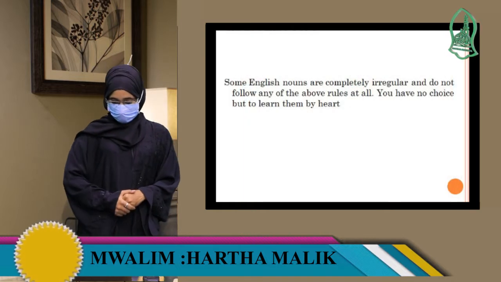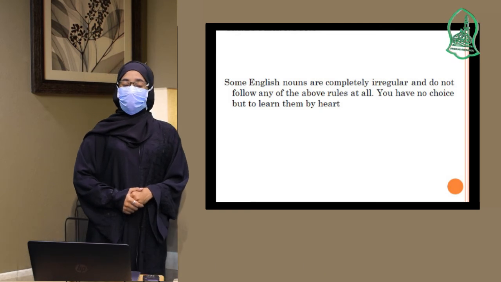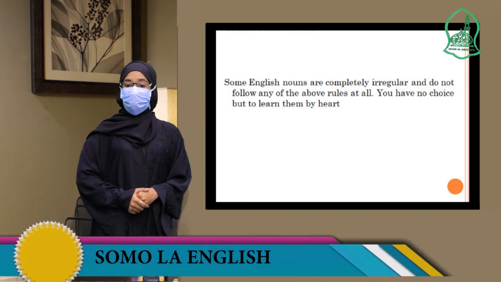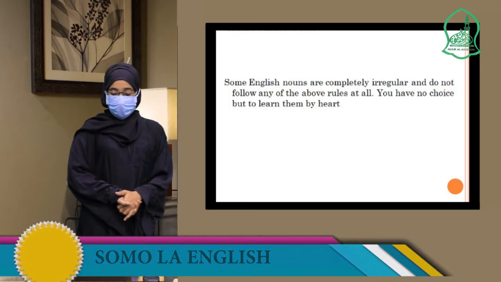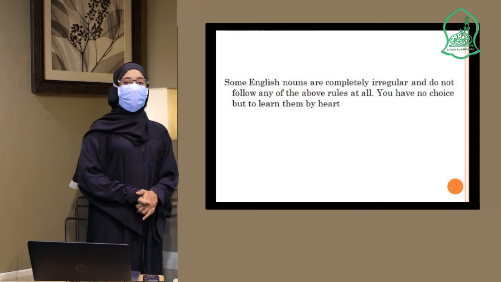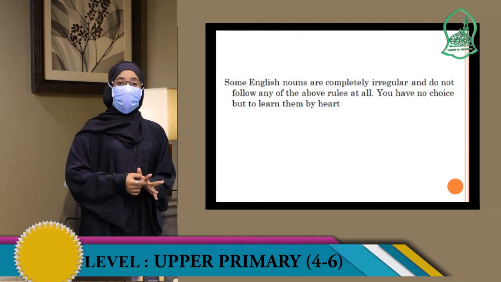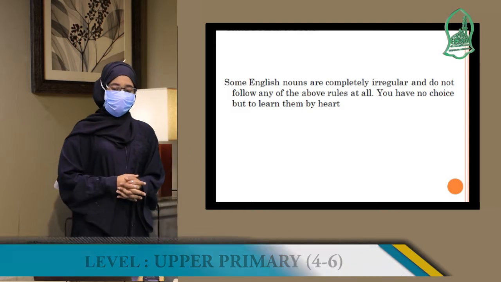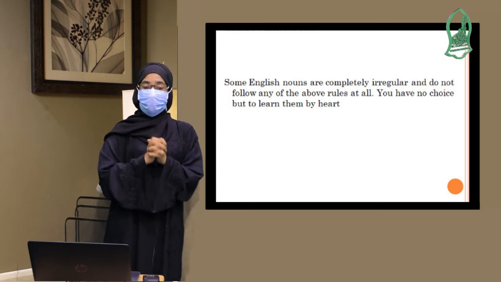The next form of singular and plural. Those ones are regular, which are following the rules. But then we have irregular nouns. What are those irregular nouns? We can see here some English nouns are completely irregular. They do not follow any of the above rules. They change totally. You have no choice but to learn these by heart. You have to cram. You have to understand these irregular nouns.